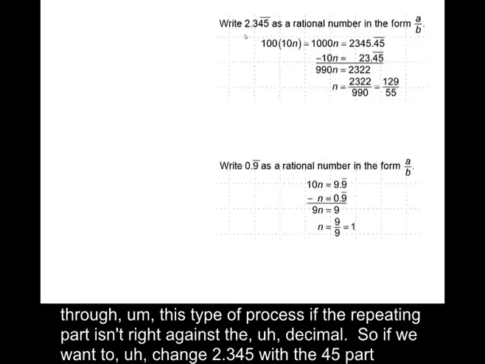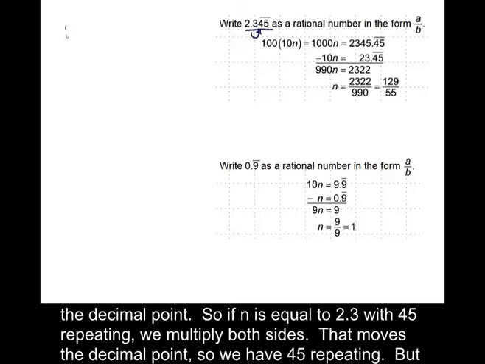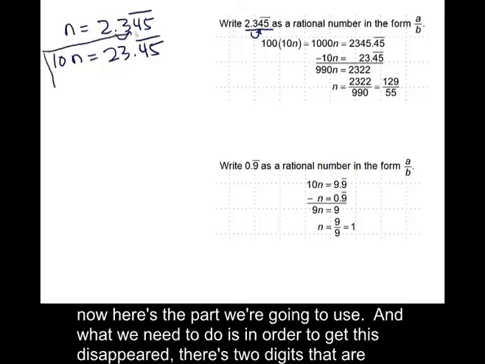So if we want to change 2.345 with the 45 part repeating into a ratio or a fraction, the one thing we need to do is move the decimal so that the repeating part is up against the decimal point. So if n is equal to 2.345 with 45 repeating, we multiply both sides by 10, which moves the decimal point. So we have 23.45 with 45 repeating.